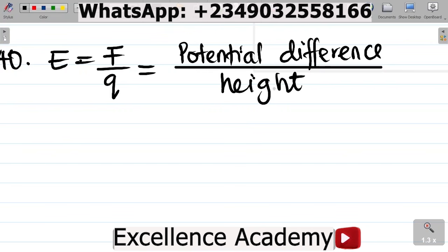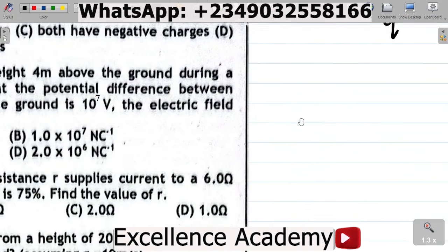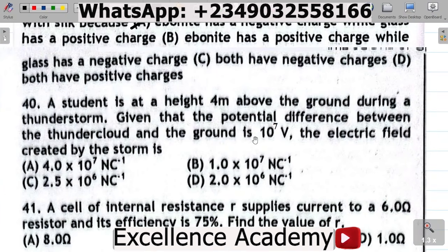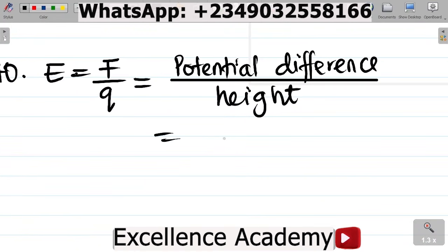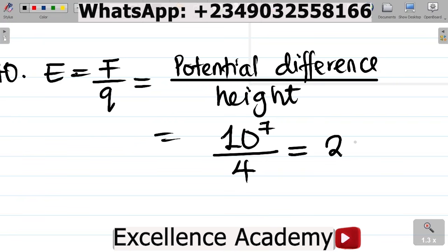So this formula is also there. If this is true, potential difference over height, let's see how we can get this. What's the value of the potential difference? They give us potential difference in volts. That's 10 to the power 7 volts. And the height, that's 4. So it becomes 10 to the power 7 all over the height, which is 4 meters. Let's see what we have there. So I'm going to get my calculator and I'll punch 10 to the power 7 divided by 4. This would give you 2.5 million basically.